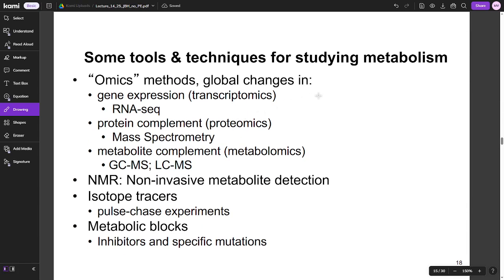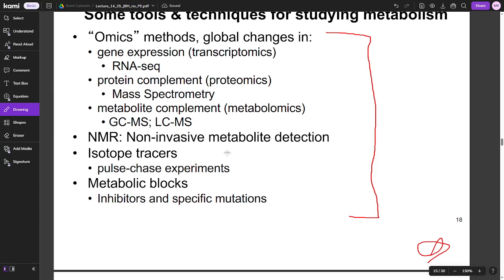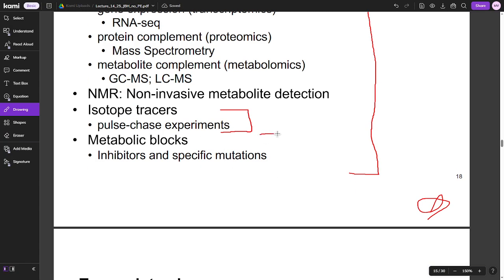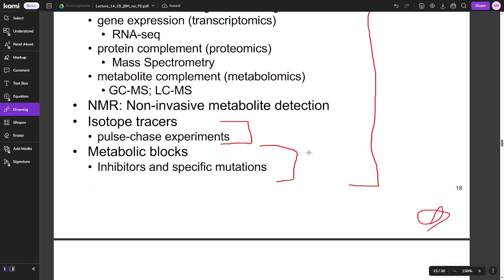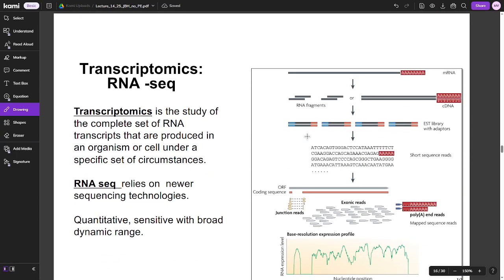Yeah, so I don't know. When I took this class, I didn't really have to know a lot of these. I guess the one that you did need to know is pulse chase. So this guy right here. And then, of course, metabolic blocks and inhibitors is just relatively straightforward. So we're going to cover a couple of these.